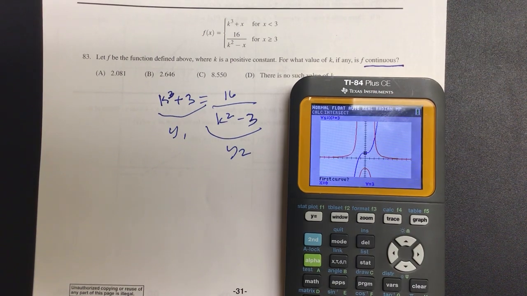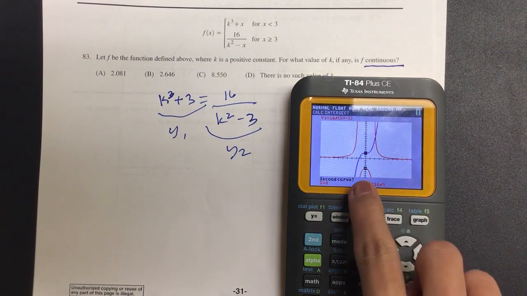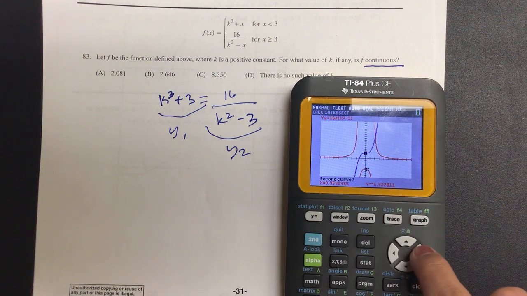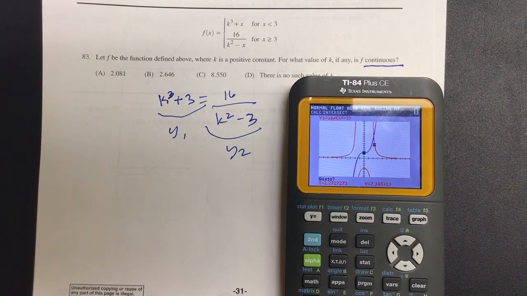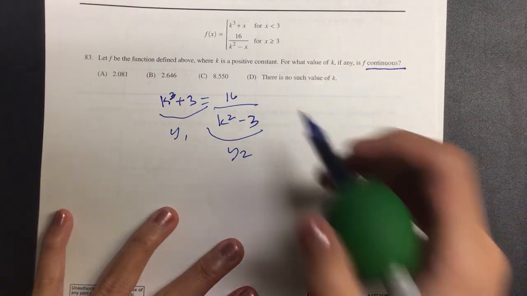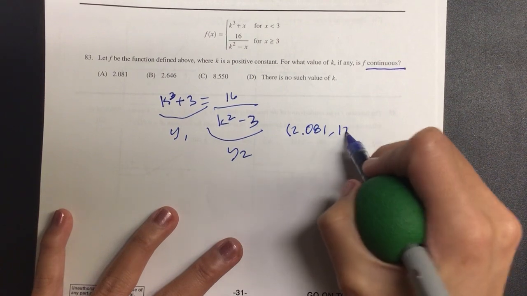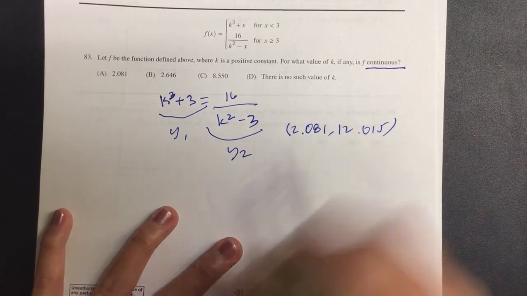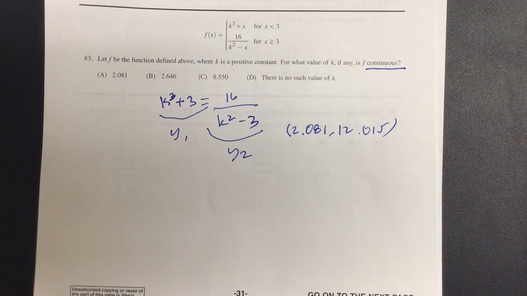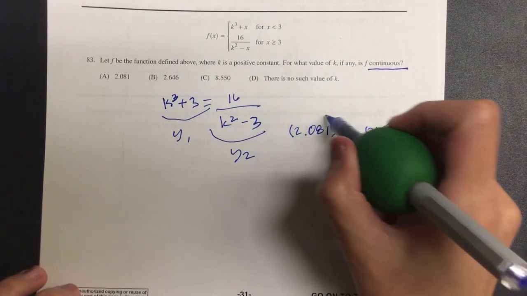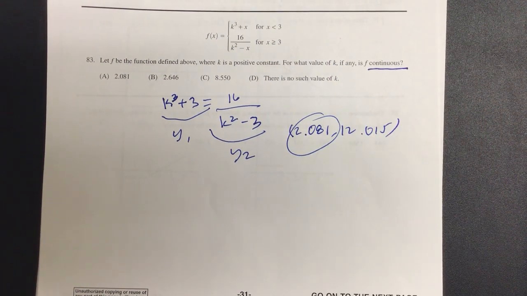It's going to say, here's the first graph. Second one, I'm going to move my cursor over to the right until I get somewhat close to the intersection. I say that's close enough. Then it asks, are you sure you want me to guess? And there we go. That gives us 2.081 and 12.015. It asks what value of k, and our value of k on the calculator was x. So which answer is that one? A it is.